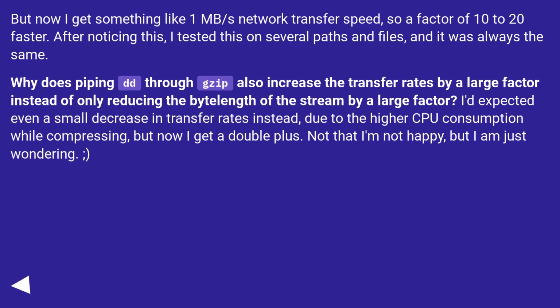After noticing this, I tested this on several paths and files, and it was always the same. Why does piping dd through gzip also increase the transfer rates by a large factor instead of only reducing the byte length of the stream by a large factor? I'd expected even a small decrease in transfer rates, due to the higher CPU consumption while compressing, but now I get a double plus. Not that I'm not happy, but I am just wondering.